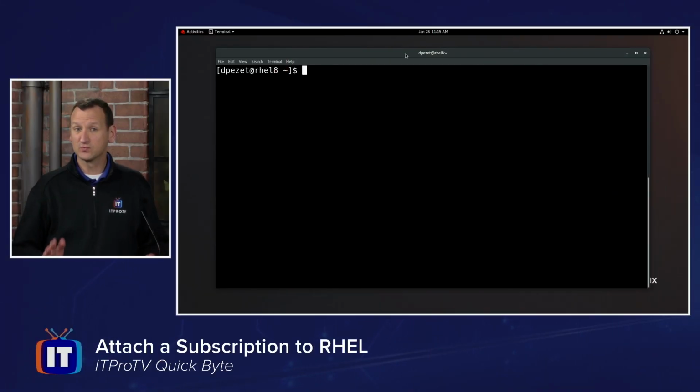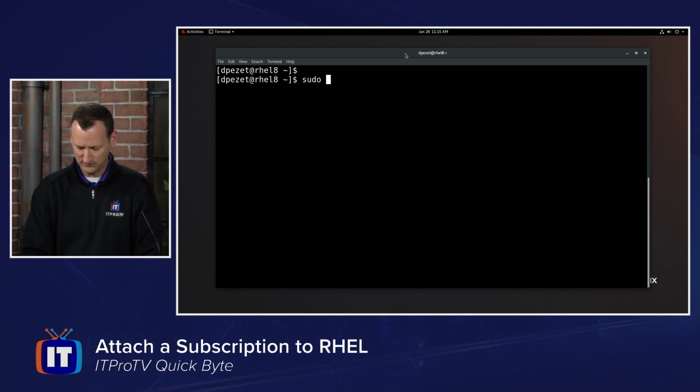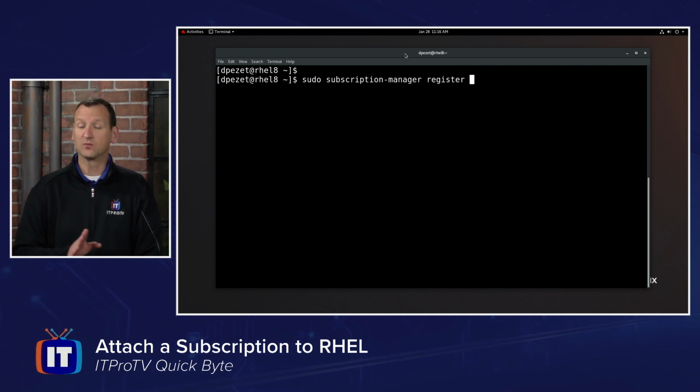Attaching a subscription is really easy to do from the command line. The first thing we need to do is make sure that we've registered our system with Red Hat, and we do that by issuing this command. We'll do sudo subscription-manager register, and then we need to provide our username and our password from the Red Hat customer portal, access.redhat.com.